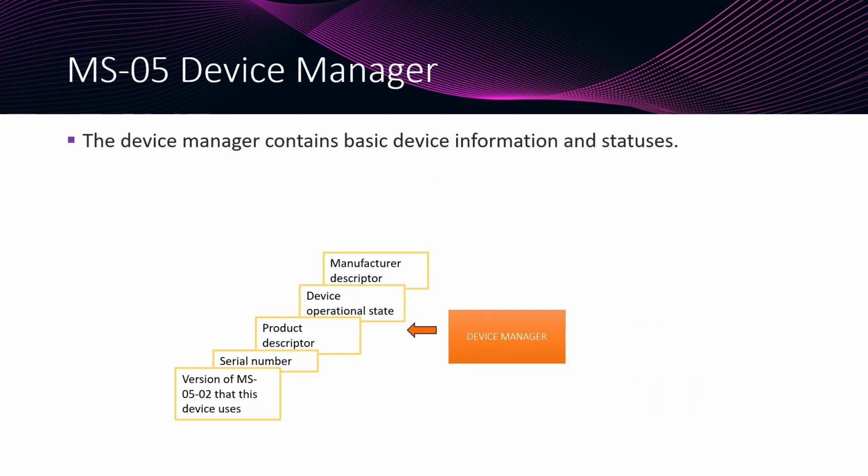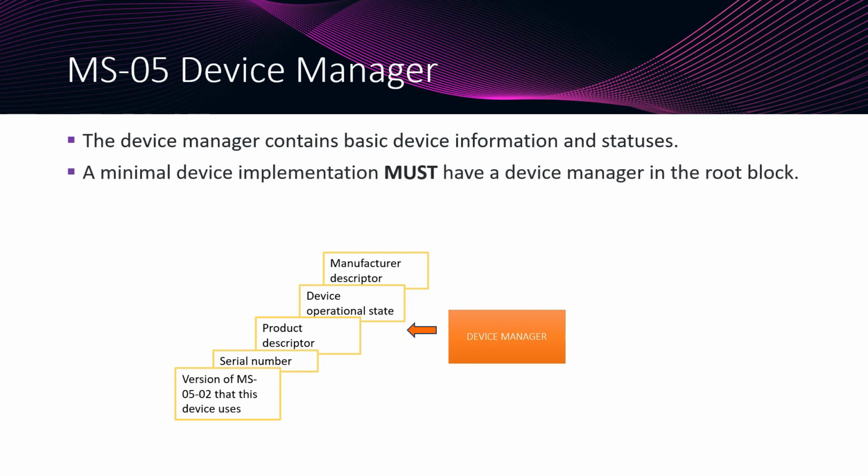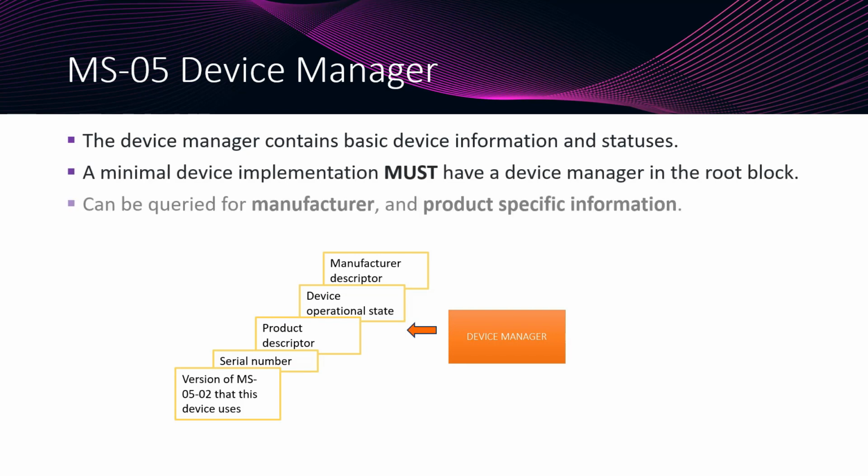The device manager contains basic device information and statuses. The device model must have one and only one device manager. Device manager can be queried for manufacturer and product specific information such as product name or serial number.